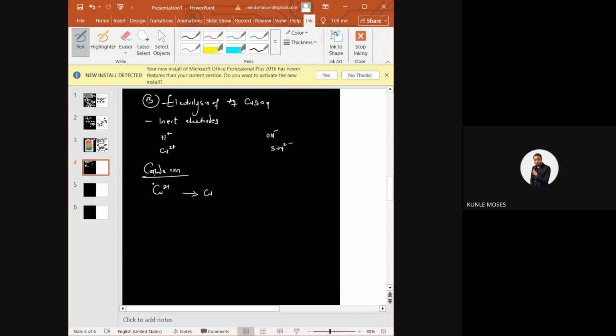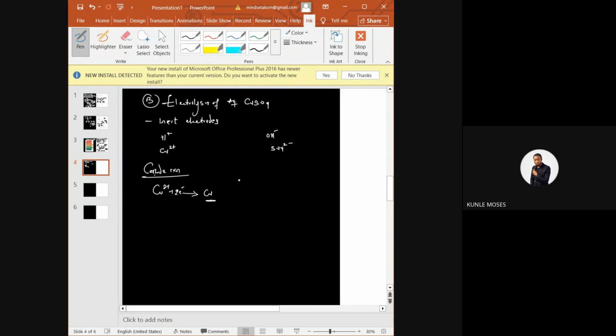So we need to add electrons to it. Since it's 2+, that would be 2e-, right? So this one is balanced. Copper is not diatomic. So two electrons are being gained at the cathode, and solid copper will be deposited on the cathode.